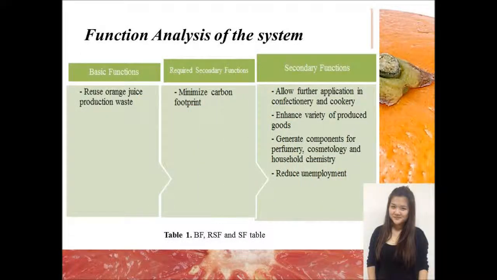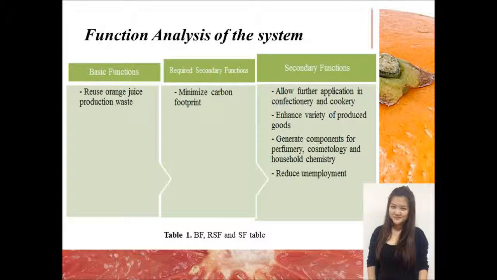So, the function analysis starts with determination of basic, required secondary and secondary functions. As you can see, for the current system, the reuse of orange juice production waste is the basic function. The minimization of carbon footprint is considered as required secondary due to the necessity to follow sustainability rules of the company. Also, from this slide, it is possible to observe that 4 secondary functions are demonstrated for the current system.